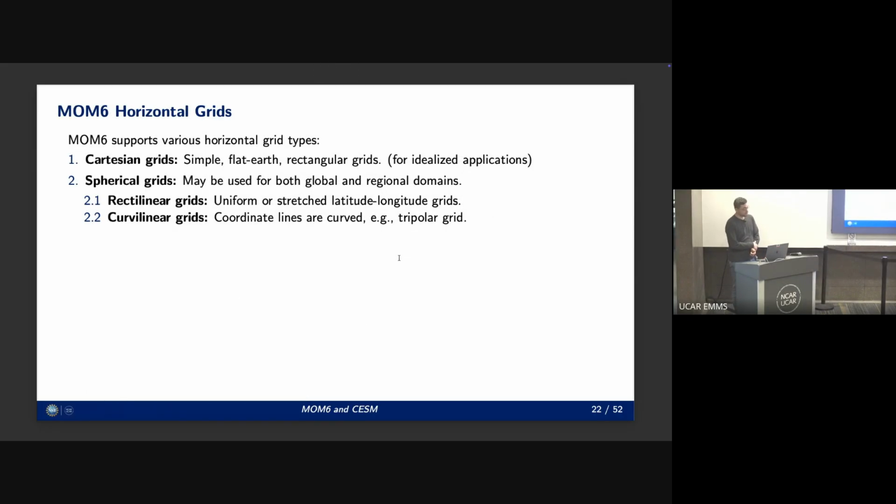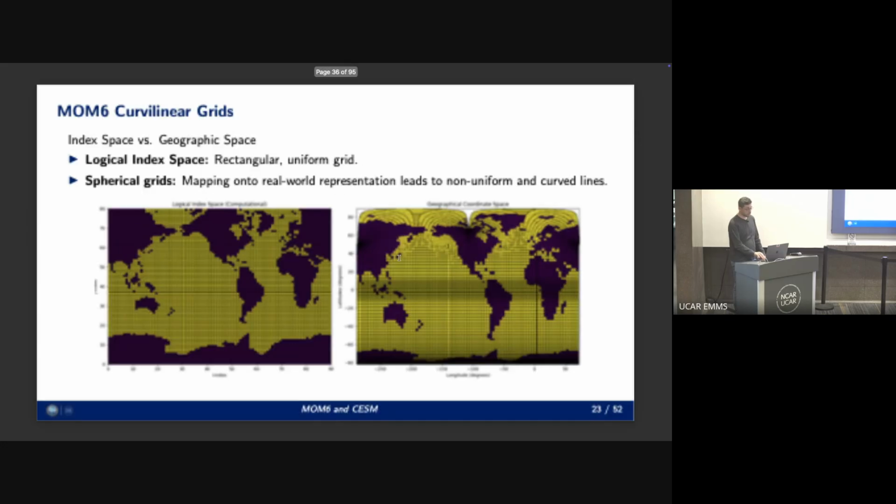So for MOM6 horizontal grids, there are a few options that we can work with. Cartesian grids are usually for idealized applications. Spherical grids are used for both global and regional domains. And in the case of spherical grids, we have the option to work with rectilinear grids or curvilinear grids. Curvilinear grids are more commonly used.